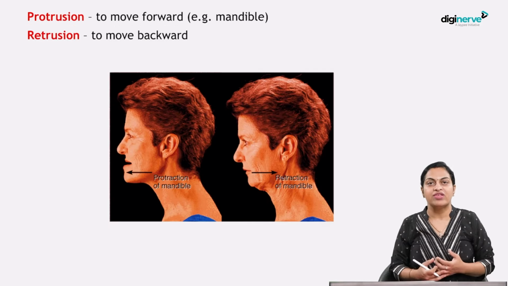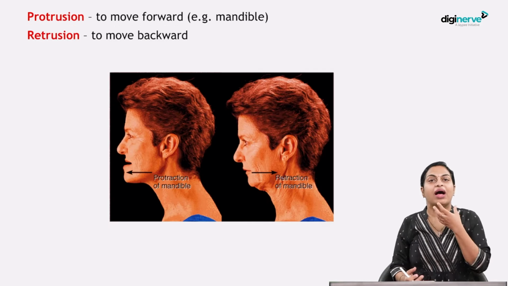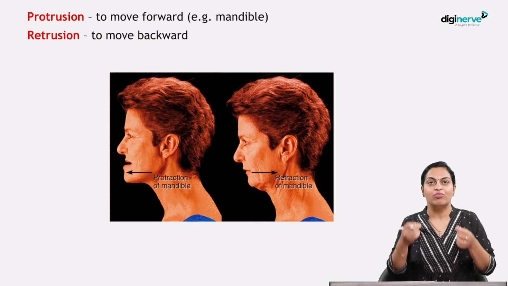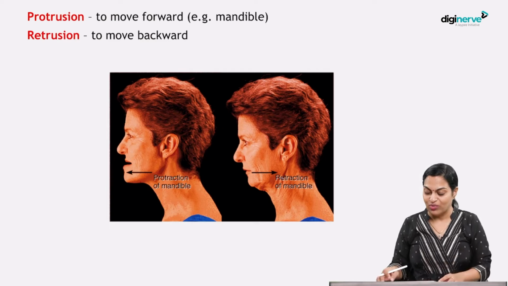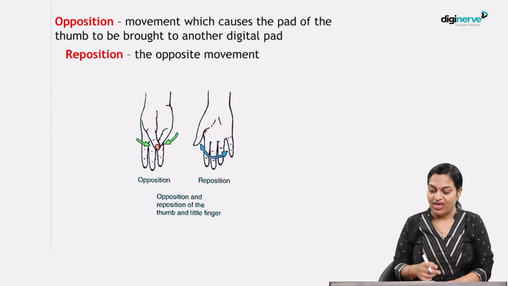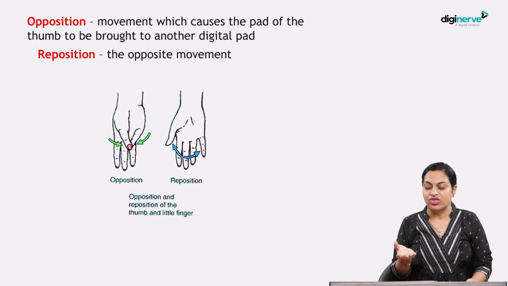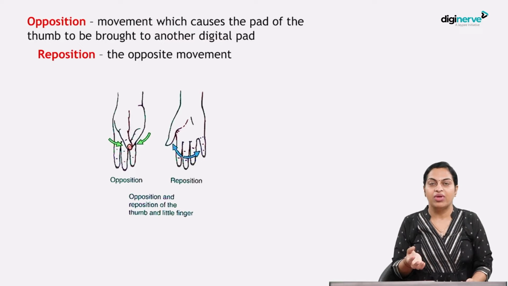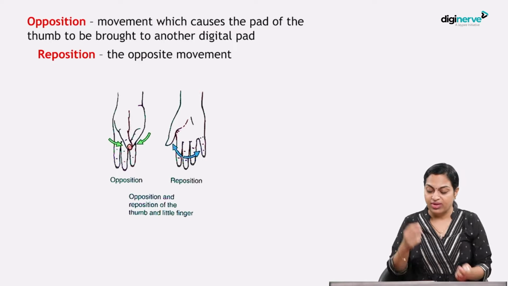Protrusion and retrusion is related to the mandible. The mandible moving forward is protrusion, putting it back into position is retrusion. Opposition, reposition in relation to the thumb, where the pad of the thumb comes in contact with the other digits, that is opposition, right? Reposition is the opposite movement.